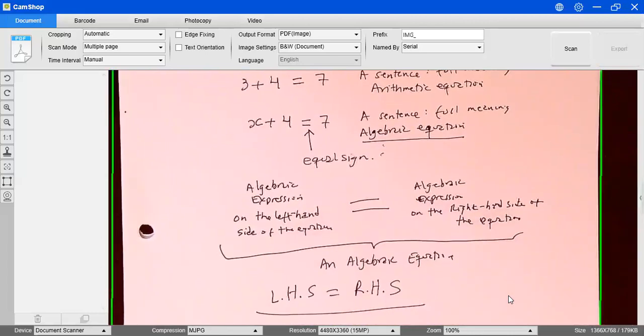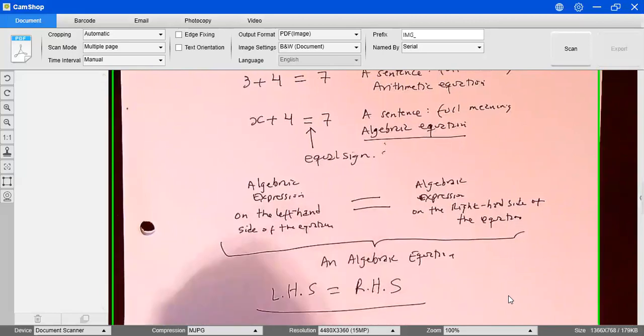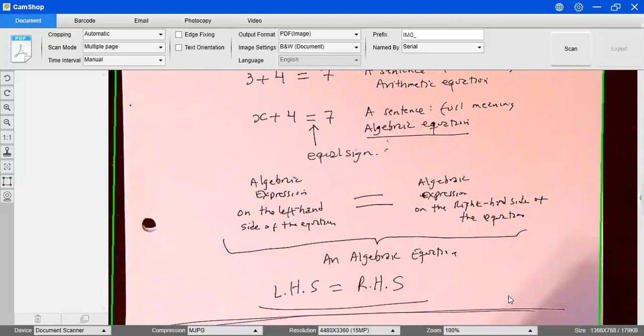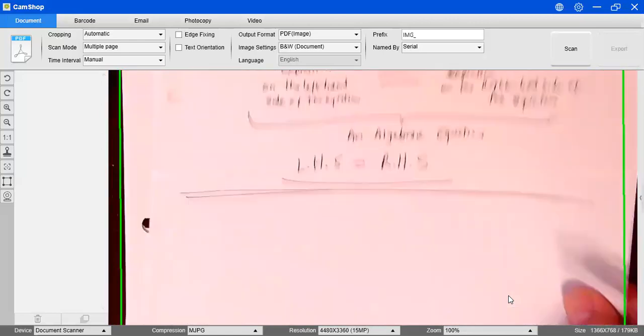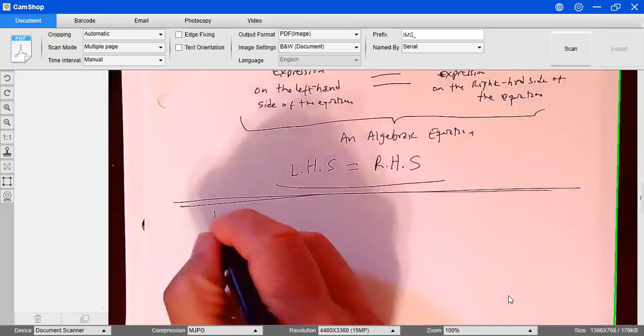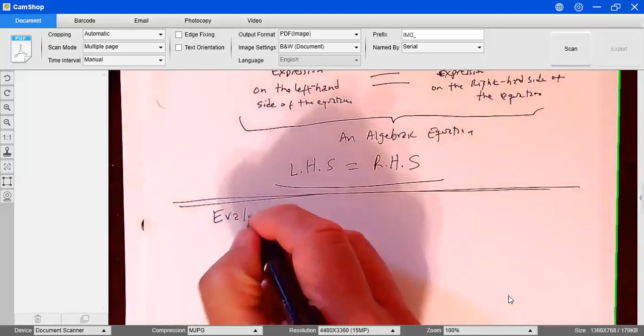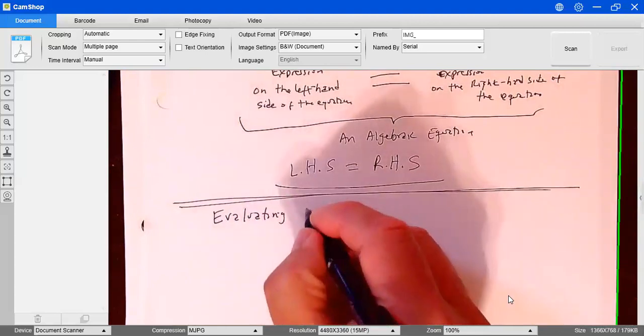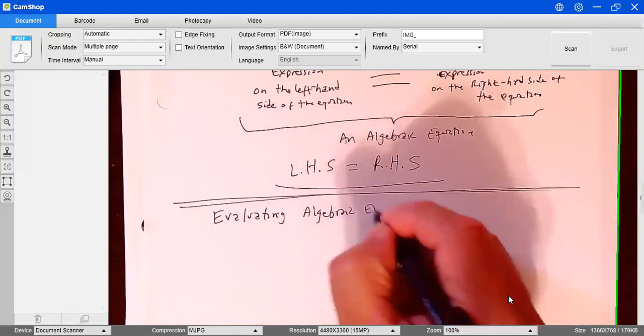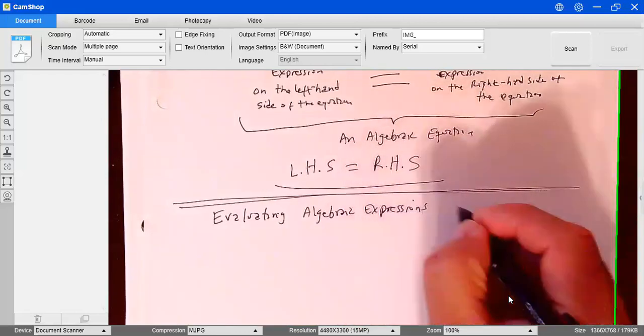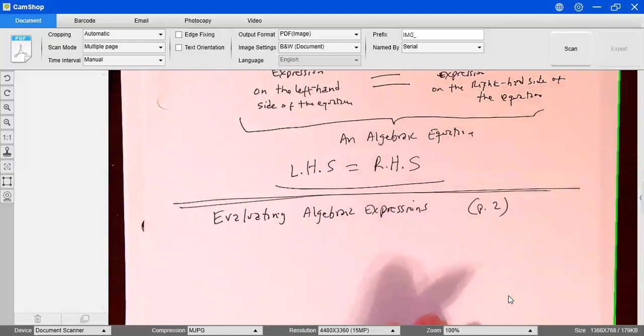So left-hand side equals right-hand side. Now we're going to start doing some operations with variables, with algebraic expressions, with equations later. We're going to start just evaluating algebraic expressions. This is going to be the next part of our lecture today. We're going to be evaluating algebraic expressions. This is on page 2 of your book.